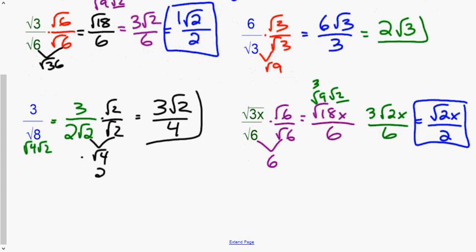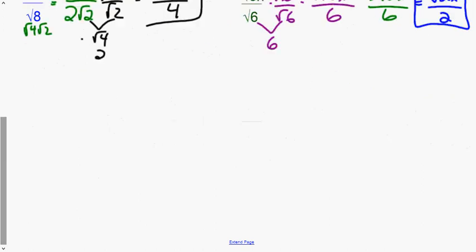All right. So 6 over root 3, we multiplied by root 3 over root 3. You get 6 root 3 over 3. 6 over 3 reduces to be 2 root 3. That one's pretty straightforward. This bottom row, a little tricky here.